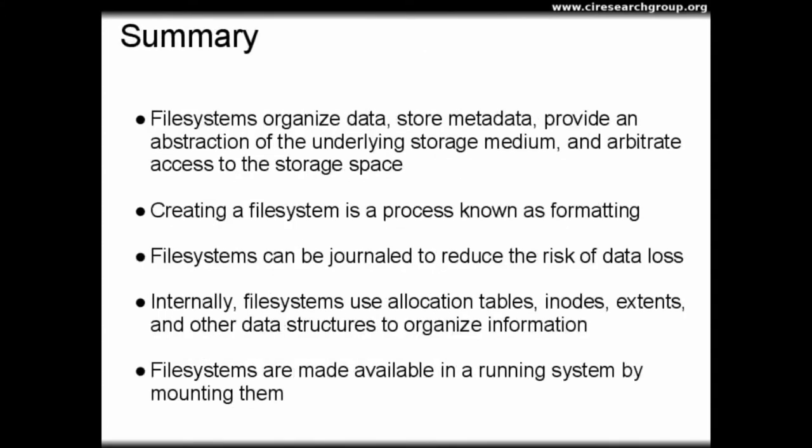So in summary, file systems organize data, store metadata, provide an abstraction of the underlying storage medium, and arbitrate access to the storage space. We create file systems through a process known as formatting. We can make file systems more robust against data loss during a power failure through the use of journaling. Internally, file systems use various different mechanisms for laying the data out on disk, but no matter how they work internally, we can make them available to a running system by mounting them.